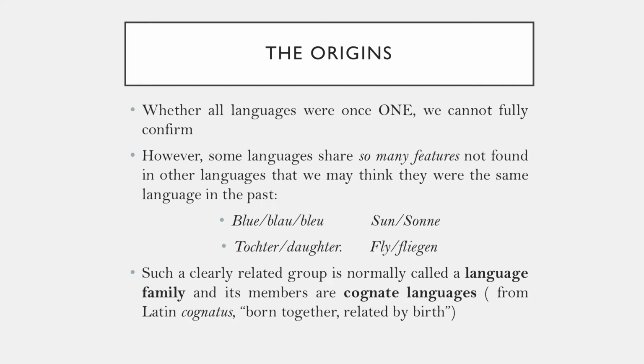Like, for example, like you see in the slide, blue, blau, bleu, Tochter in German and daughter in English, sun and Sonne or fly and fliegen. So they have these very striking similarities. So they must be family. They must be related. Such a clearly related group is normally called a language family, and its members are cognate languages, a word that comes from Latin cognatus, born together, related by birth.